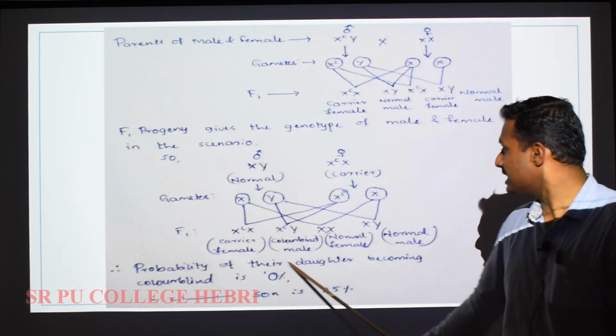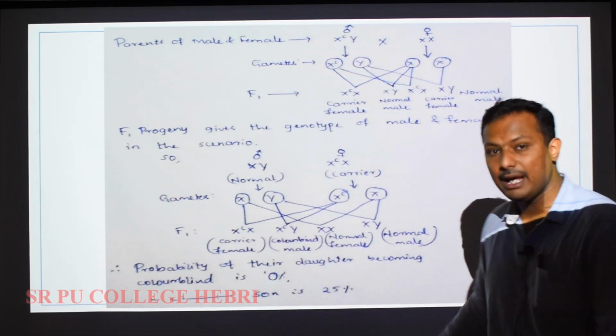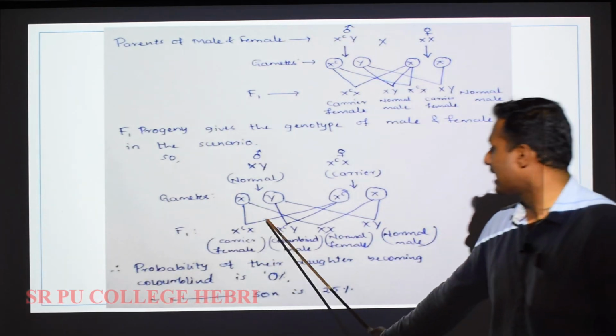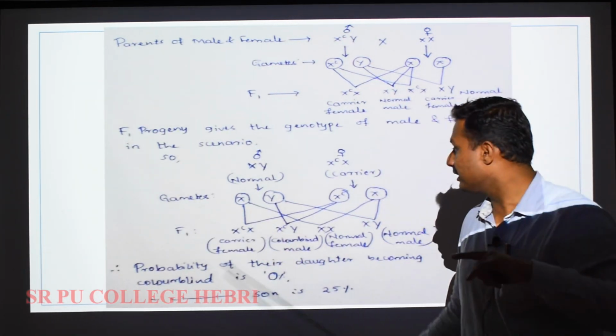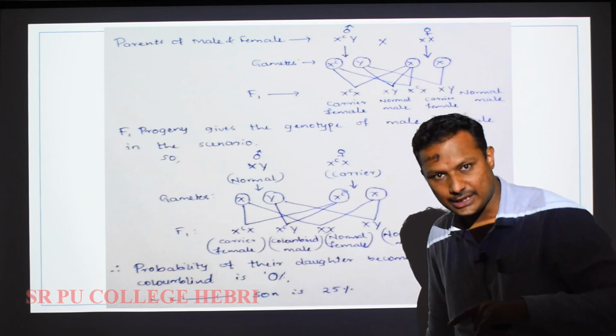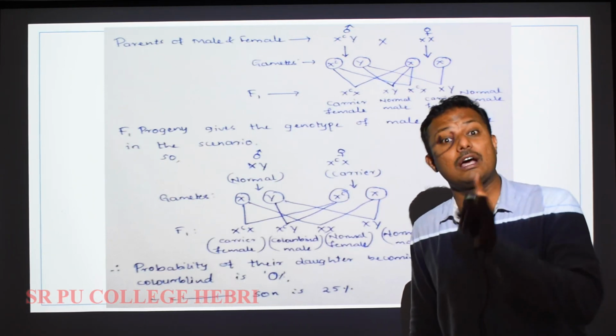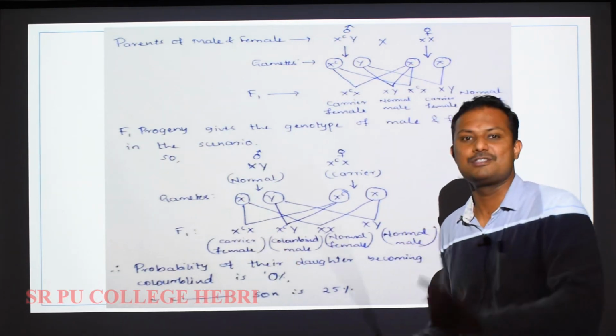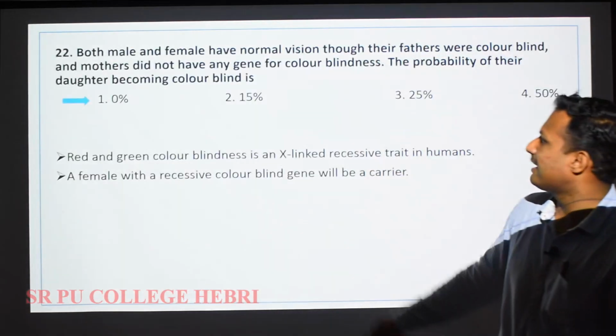The percentage or probability of a color blind male is 25%, right? Whereas for a carrier female, the probability is also 25%. But for an affected or color blind female, there is 0% probability. I hope we have answered this question.